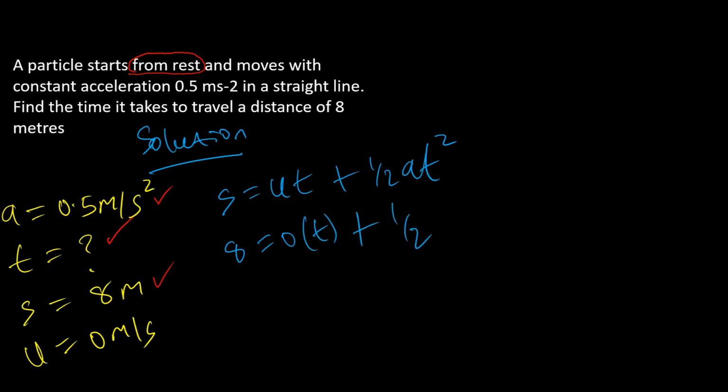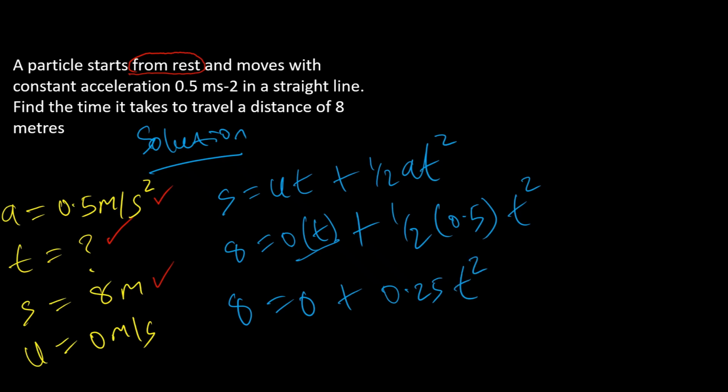plus half, our a is 0.5, and you're looking for t square. So anything multiplied by 0 is 0, so this will be equal to 0. So 8 will be equal to 0 plus 1/2 times half, so that will give us 0.25 t square. Alright, so collect the like terms.